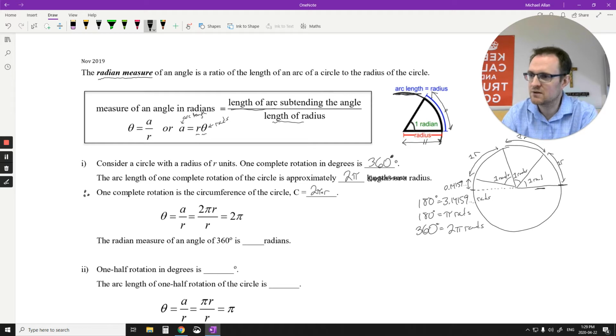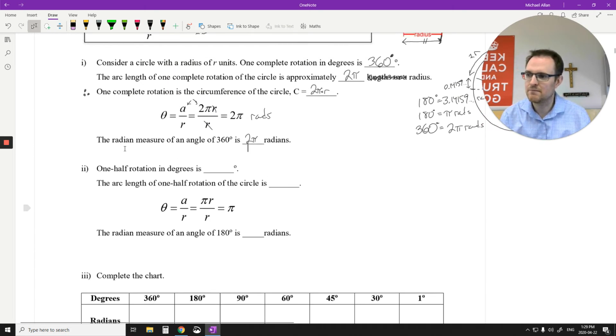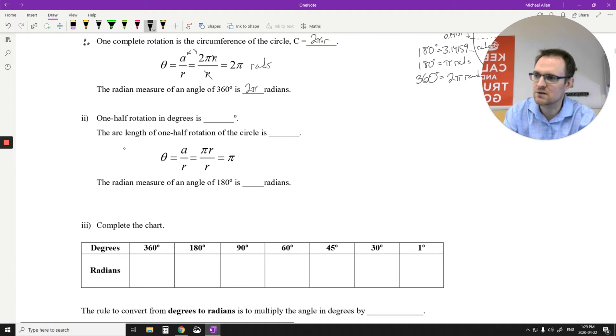So if I put this into that formula up at the top there, the arc length is 2 pi r. The r's will reduce out, so my angle is 2 pi rads. And we already kind of talked about that over here in this little bubble on this side. So 360 degrees is 2 pi radians. I could do the exact same thing over again with 180 degrees. A half a circle is 180 degrees. That's essentially how I started this.